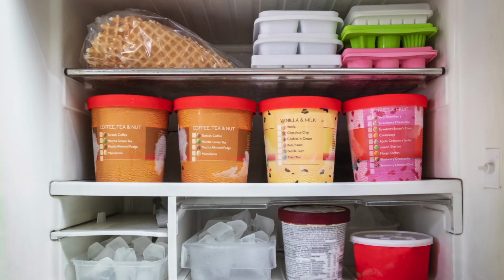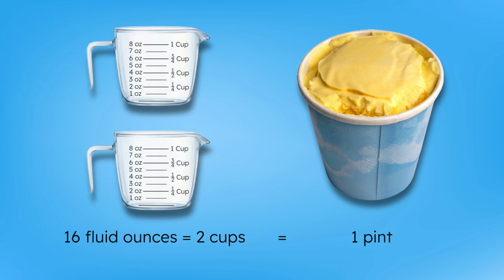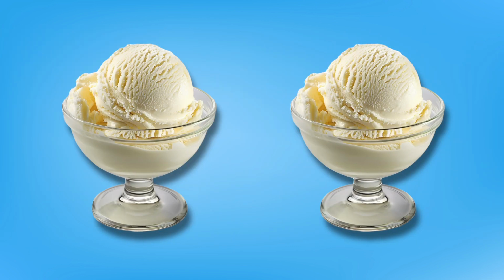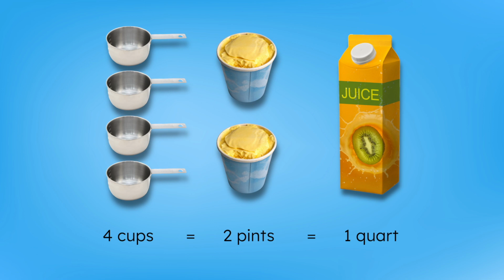Now let's look at pints. Think ice cream. A pint is what you often see when you grab a small container of ice cream. 16 fluid ounces equals 2 cups, which equals 1 pint. Next time you're scooping ice cream, notice that a pint container has enough for 2 big cups of deliciousness. What about quarts? A tall, narrow carton of milk or juice at the store is about 1 quart. 4 cups equals 2 pints, which equals 1 quart.